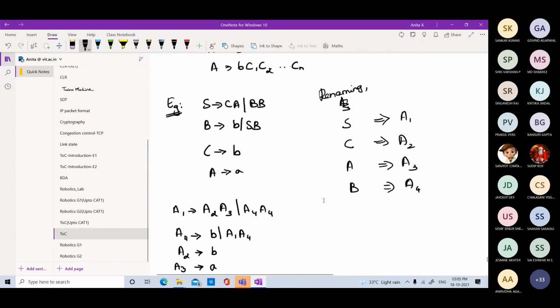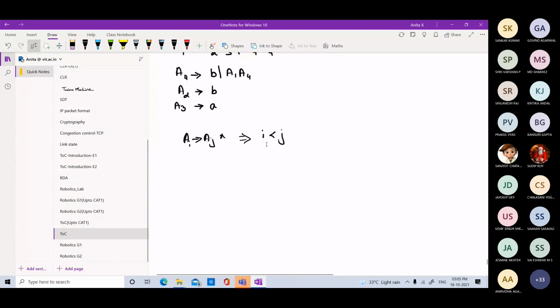Because of that only we have renamed like this: first is A1, next is A2, next A3, as we proceed. So Ai derives Aj X. If I am having a production like this, then I should have i less than j. That is, i should not be greater than or equal to j. If it is greater than or equal to j, then I have to substitute, that is, I have to make changes such that I reach this condition. i greater than or equal to j should not be there. This condition should be met.